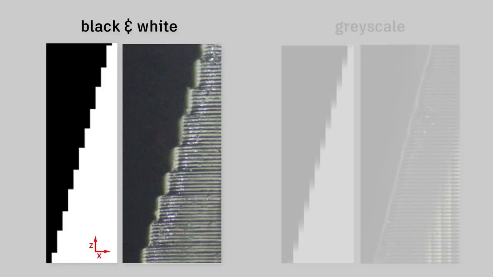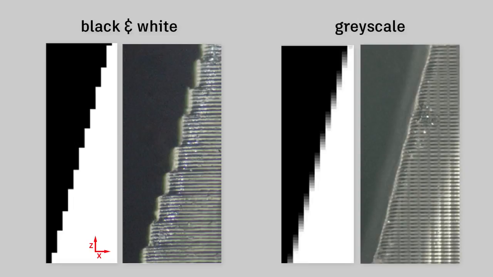Printing a slope of 75 degrees with just black and white pixels results in a stair-step pattern, because for every 7 or 8 25 micron thick Z layers, there is one 50 micron step over in the X direction. However, if we use grayscale, we get a finer resolution and we get a much flatter slope.